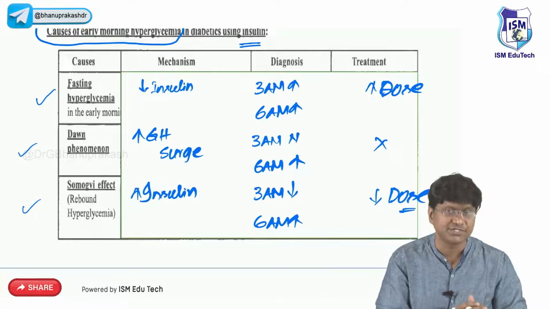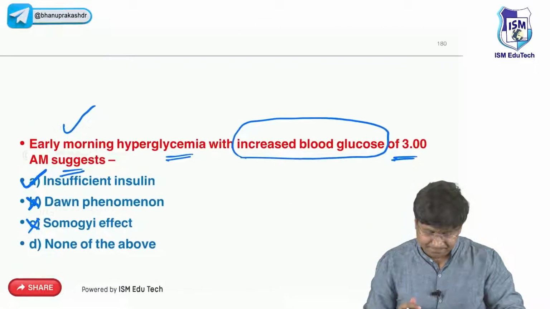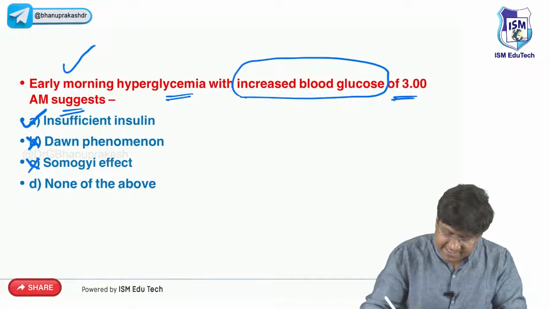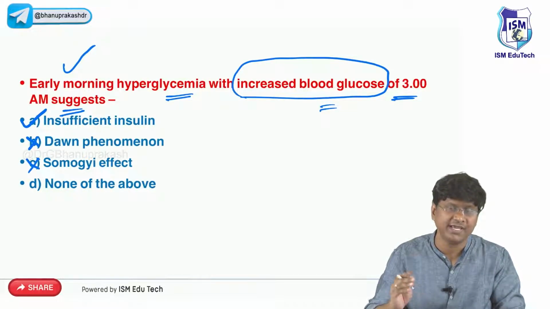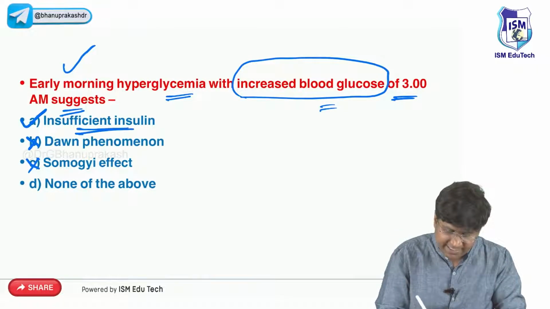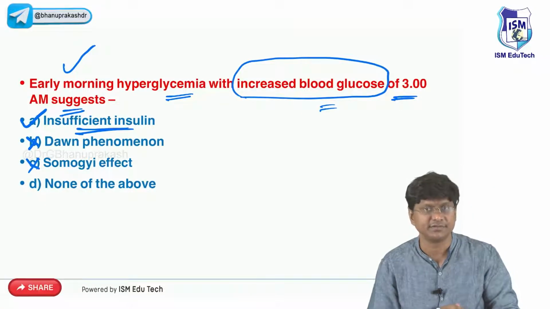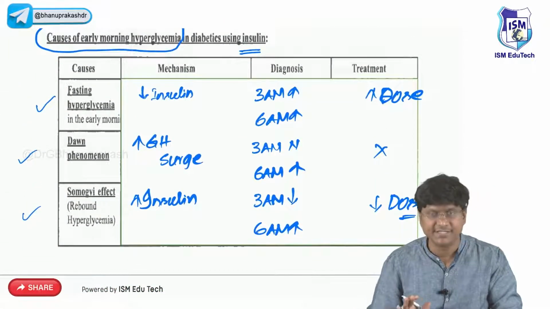Now, if you go back to the question, what is given in our question? Early morning hyperglycemia with increased blood glucose at 3 a.m. That means 3 a.m. blood glucose is high, and 6 a.m. blood glucose is also high. What is that? It's insufficient insulin. So this table is very, very important.